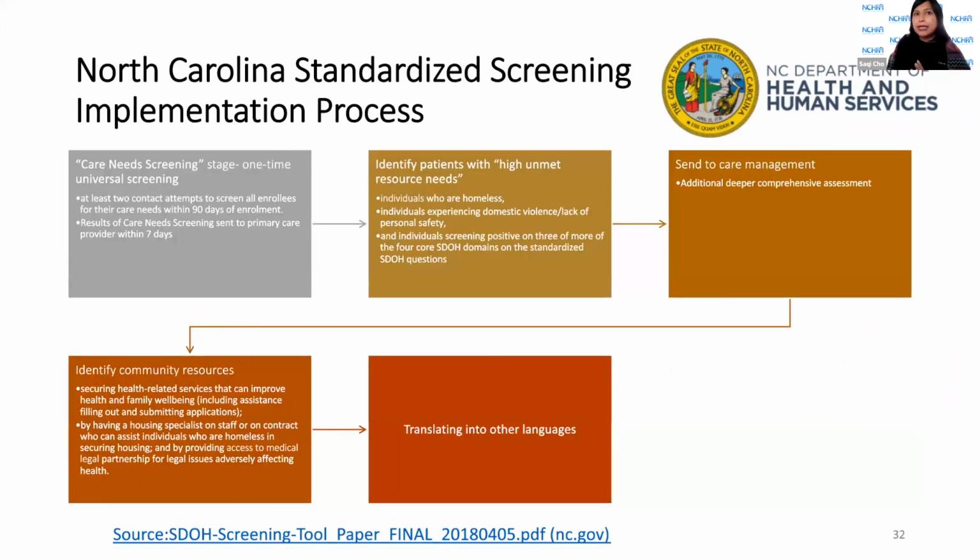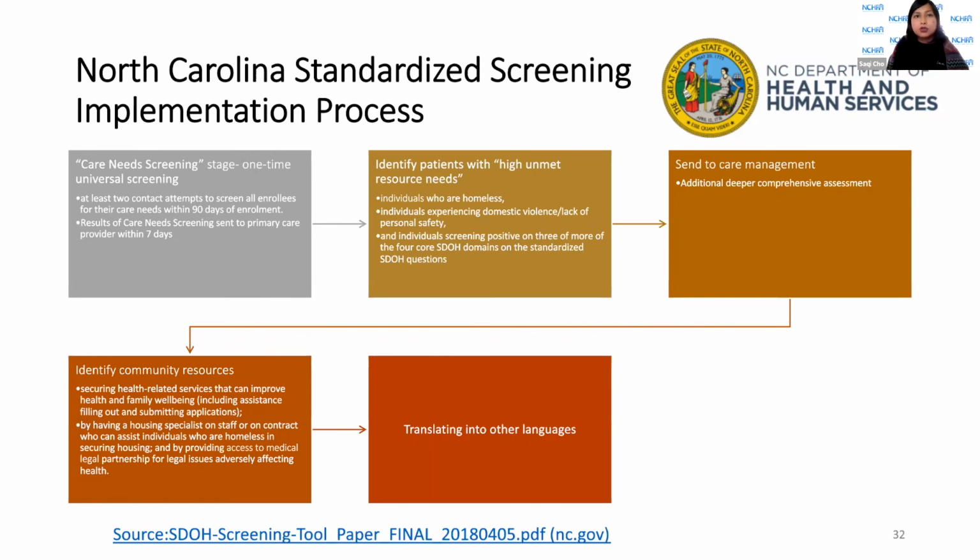So here is the implementation process, and bear with me, this is a very dense slide, but again, I just want to highlight their process. We will go through the details of these steps in later sessions. So they created this universal standard screener called the Care Needs Screening, and they provide guidance both on the number of attempts that will be made to get a Medicaid enrollee to complete the screener and then the time period when it must be completed by. So they want it to be completed within 90 days of enrollment.